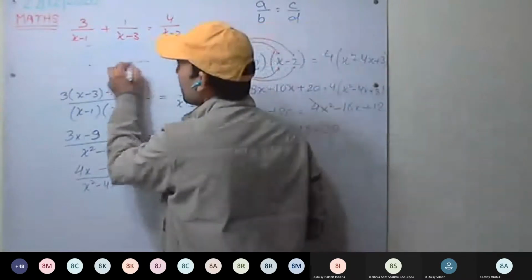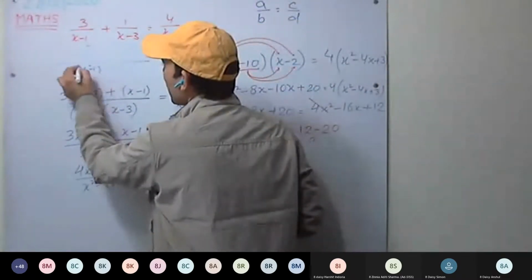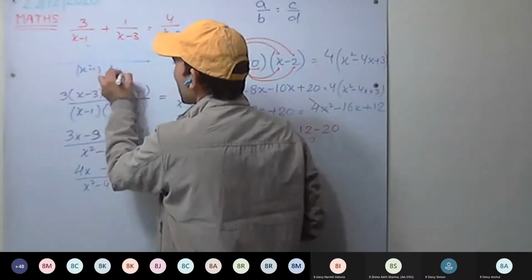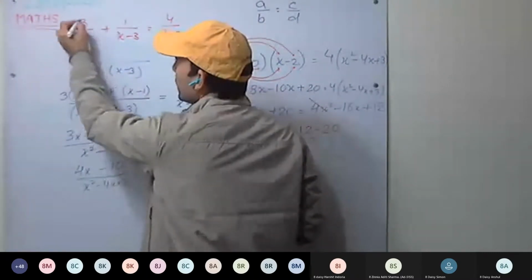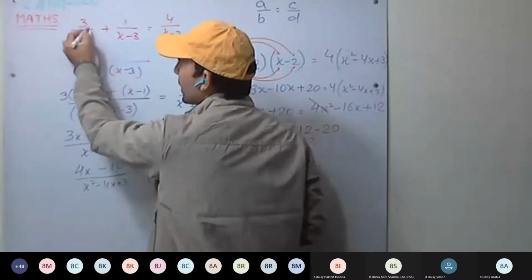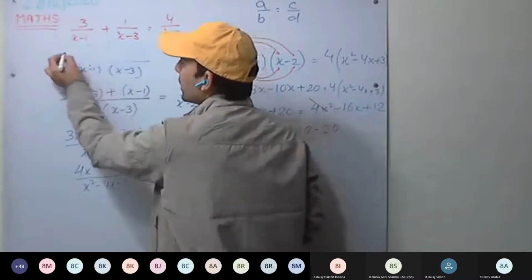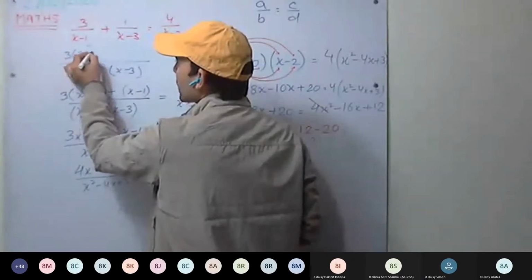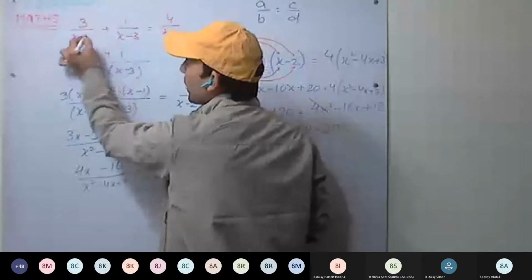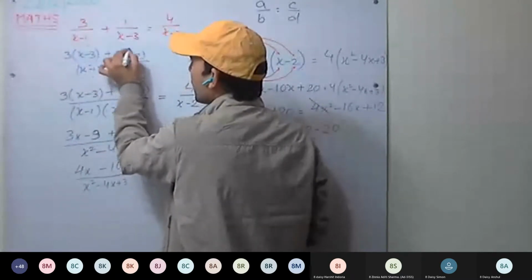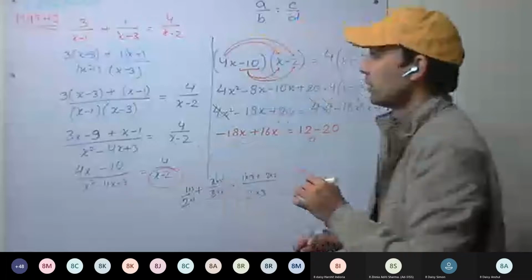So what are we getting as LCM? x minus 1 into x minus 3. That means the first term we have to multiply by x minus 3, numerator and denominator. Then only we will get this as denominator. So 3 into x minus 3 plus 1. This term you multiply with x minus 1. Understood?